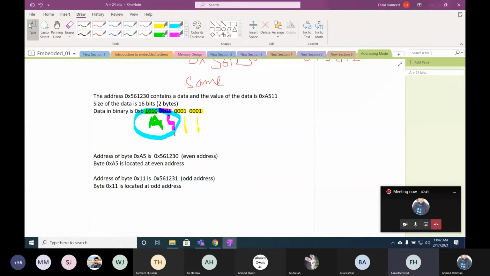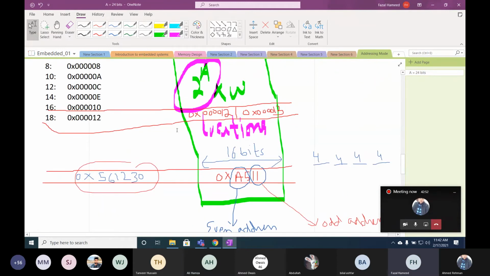Yes. Okay, very good. So this is the way that we access the data. How do we access the data from memory?